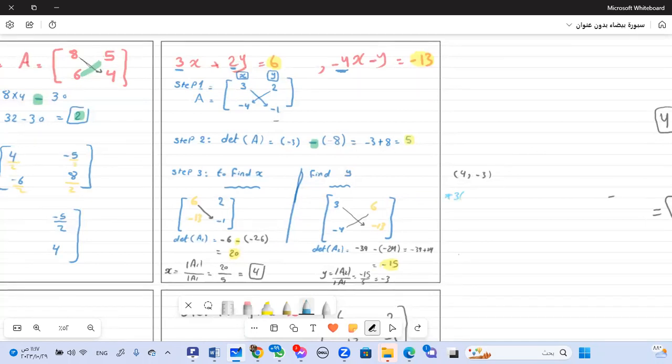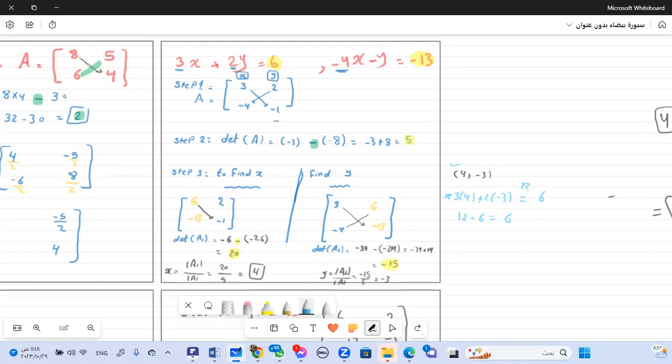3 multiplied by 4 plus 2 multiplied by negative 3. If the answer is equal to 6, it's correct. But we should check by substituting in the two parts of the system of equations. So it will be 12 minus 6, so it's the correct answer, 6. So the first one is okay.